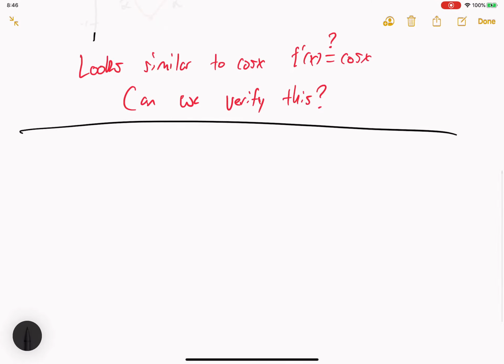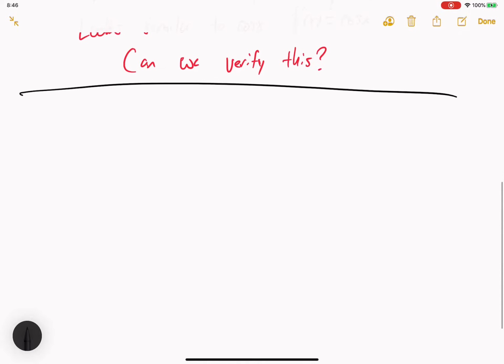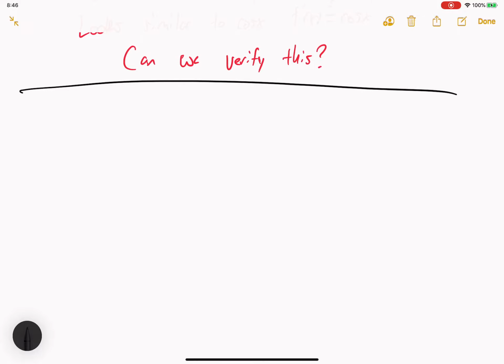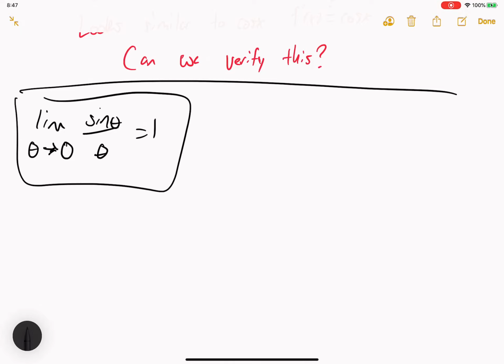All right. So one of the ways we could verify this is to actually look at the limit definition. What we're going to need to know first are these two identities. We're going to assume one is true: the limit of sine of theta divided by theta is equal to 1. So that's the first thing we're going to need to know.